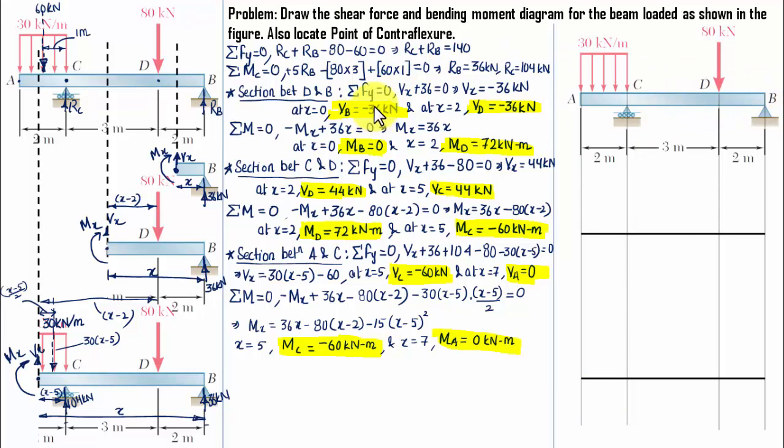Okay, so at B we have minus 36 below. At D again minus 36 below, and at D again we have plus 44 here, and then at C we have plus 44 here, and at C we have shear force as minus 60 somewhere here, and then finally at point A the value of shear force is 0. That's it. And when you join all these points, this is something which is going to happen.